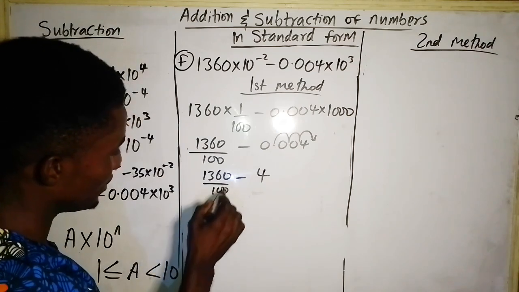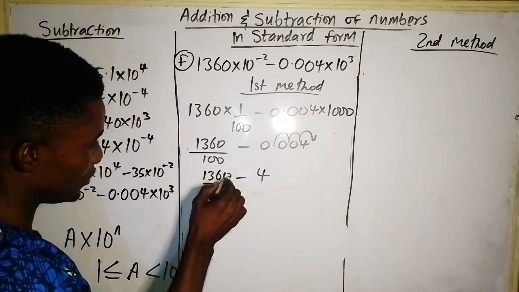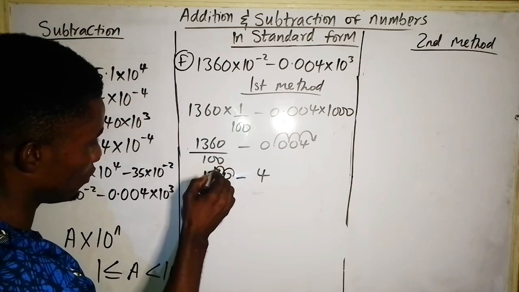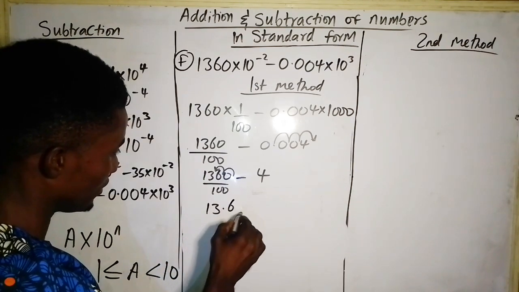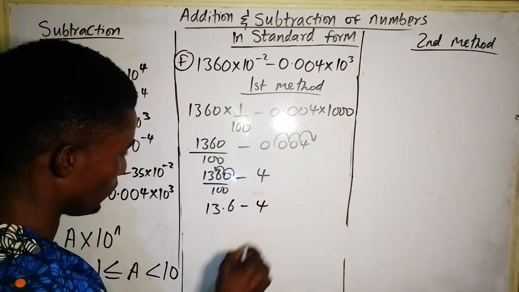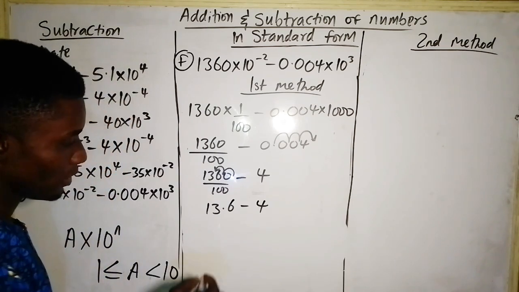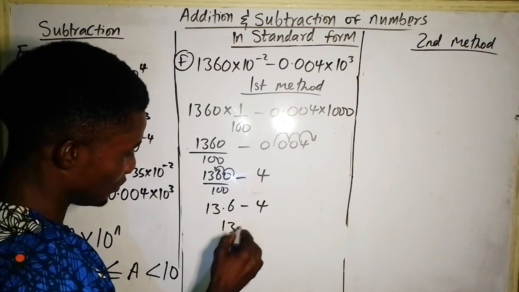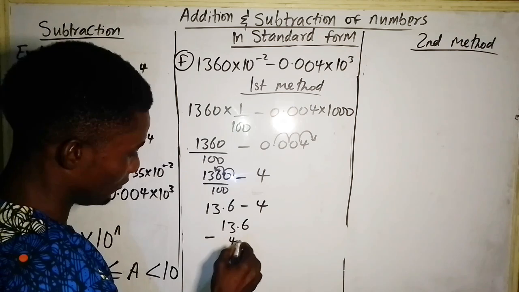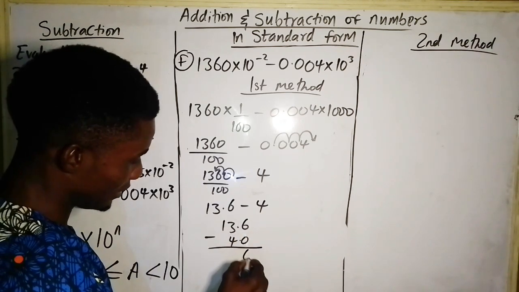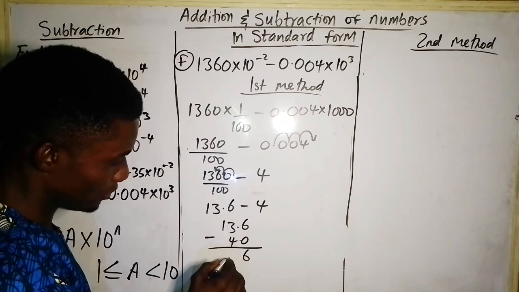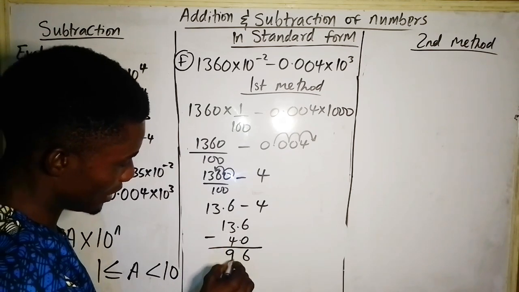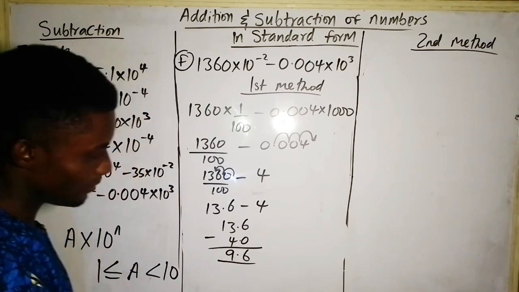So let's adjust this. Let's divide it by 100. We're going to be having 1, 2. So this will give us 13.6 minus 4. So let's subtract 13.6 minus 4.0. This is 6. 3 cannot minus 4, so we say 13 minus 4 is going to give us 9. So we have 9.6.